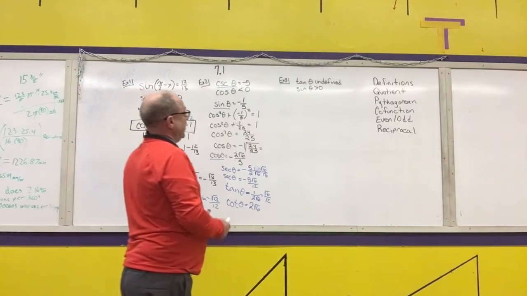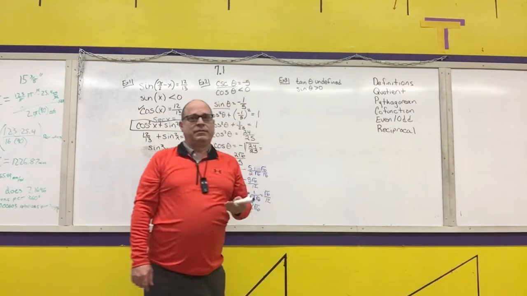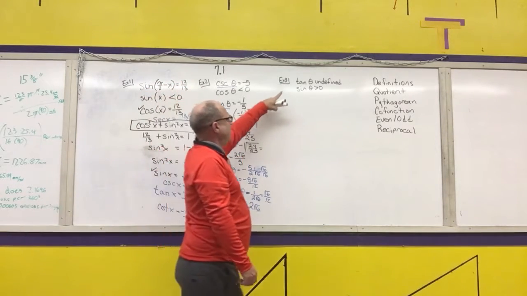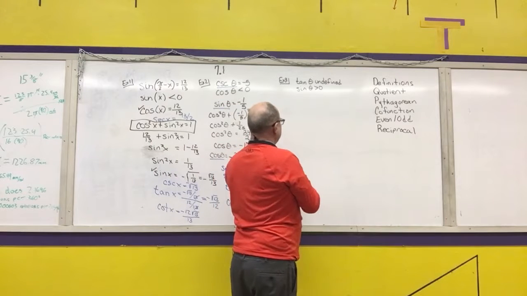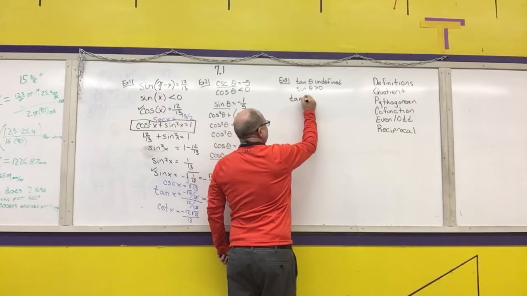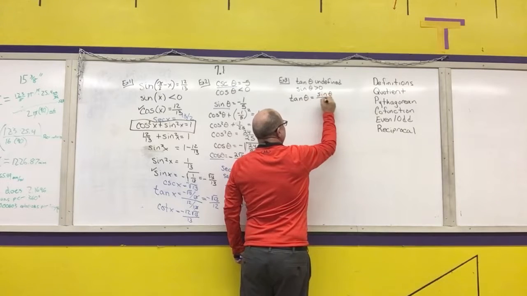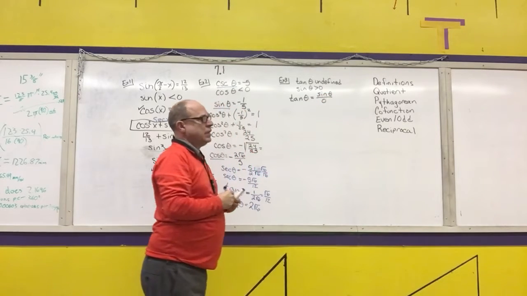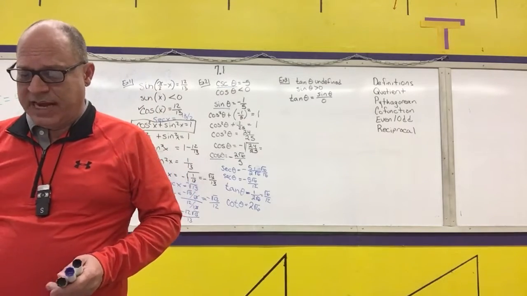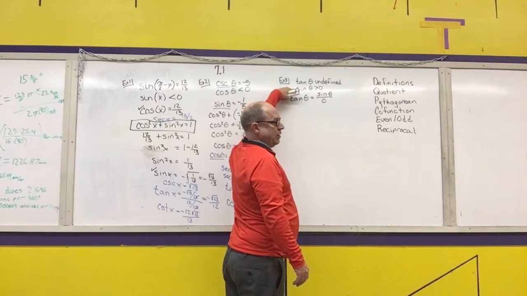Okay, next one. They tell me that tangent is undefined and that the sine is positive. The tangent is undefined when the denominator of the tangent function is 0. So I know that the tangent of theta is equal to sine of theta over 0. And I want to know when the cosine of theta is 0, when sine is positive.